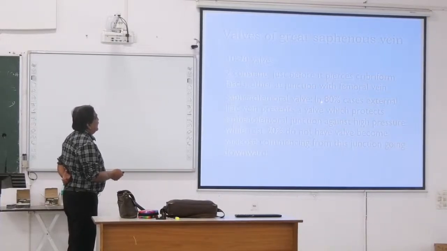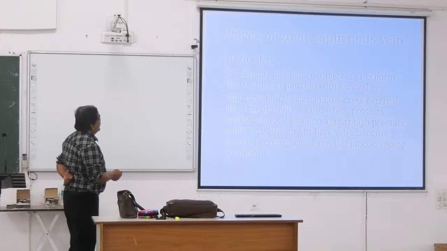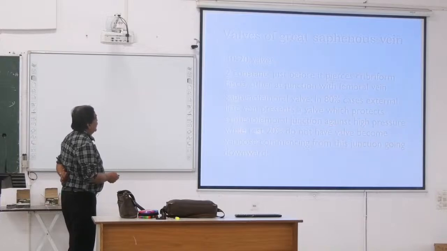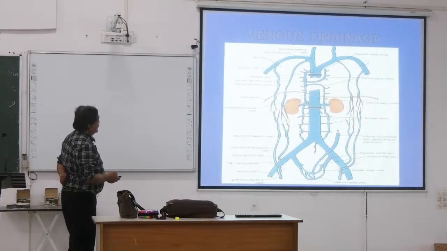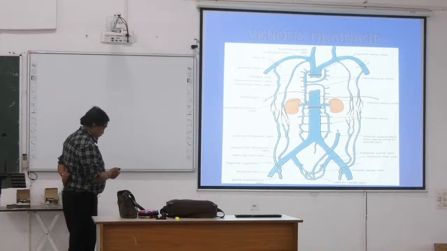Saphenofemoral valve, in 80% cases, the external iliac vein presents a valve which protects the saphenofemoral junction against high pressure, while the rest 20% do not have a valve, because varicose commences from this junction going downwards. This is a picture of the venous drainage of the human body.